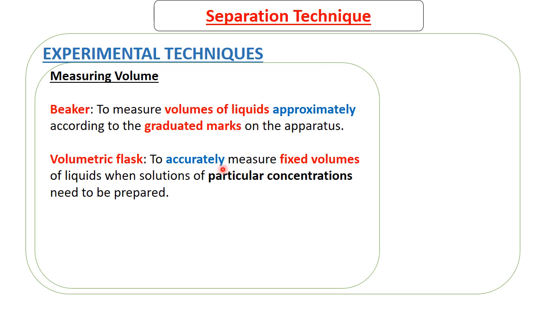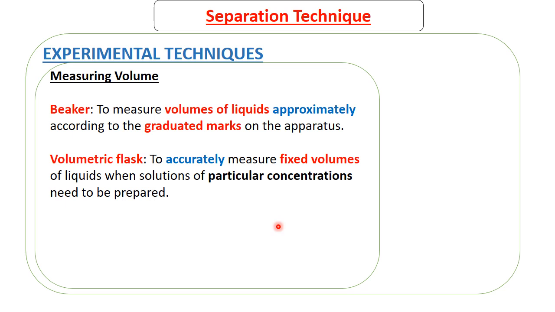So this one is used to accurately measure, unlike the beaker which just approximates. This one gives you an accurate value. It is used to accurately measure fixed volumes of liquids when solutions of particular concentrations need to be prepared. So other than just measuring liquids like a beaker, this one measures fixed volumes of liquids accurately, especially when solutions of particular concentration need to be prepared.